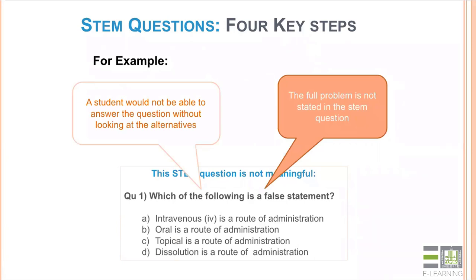So to emphasize, the question should be based on a specific problem which is linked to the learning objective, but also you should express the full question in the STEM so that the student should be able to answer it without looking at the list of alternatives.